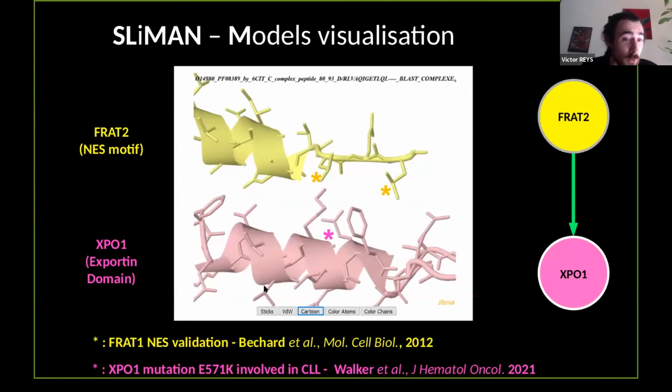In the last step, we generate the model, of course, and we can visualize it. In this case, we generated the model of the FRAT2 NES motif interacting with XPO1. And indeed, this model is validated by two experimental methods: one with directed mutagenesis on FRAT1, on key residues that are involved in the interaction, and another experiment showing that a key residue involved in the interaction is also involved in chronic lymphocytic leukemia. So with this validation, we can now draw a new line between FRAT2 and XPO1.